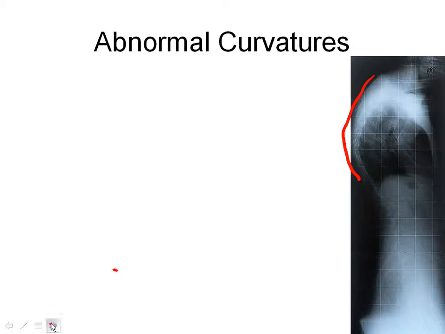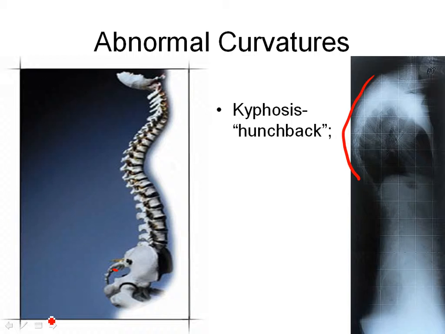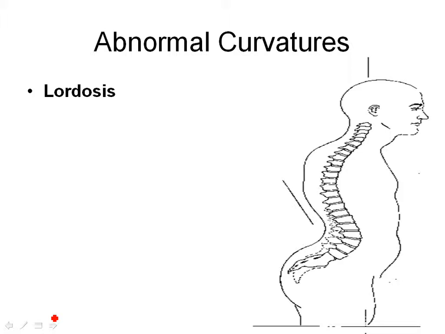Okay, I'm going to try to get this other picture up here, and this is just showing you again that exaggerated curvature in the thoracic region. And finally, lordosis, which is an exaggerated curvature of the lumbar curvature.